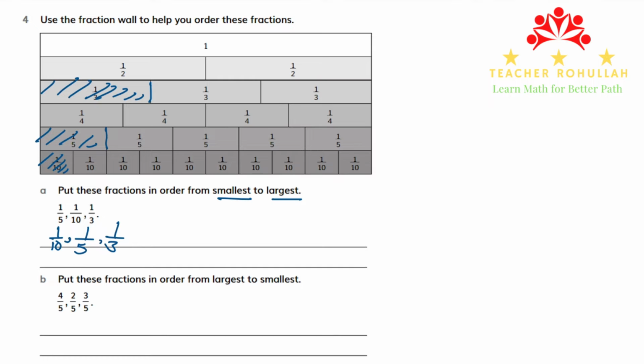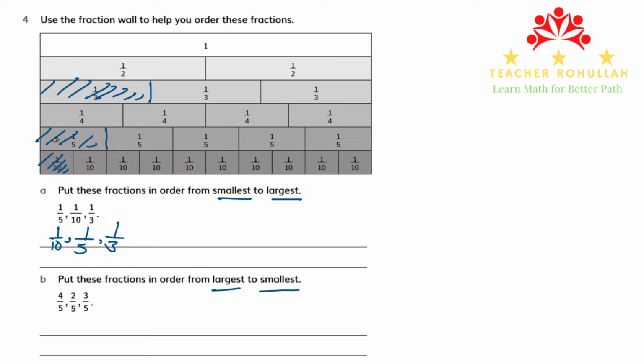Well, part A is done. Let me move to part B. In part B it says, put these fractions in order from largest to smallest. Here we have the denominator of 5 for all three fractions, so we can just look at the bar which shows fifths.